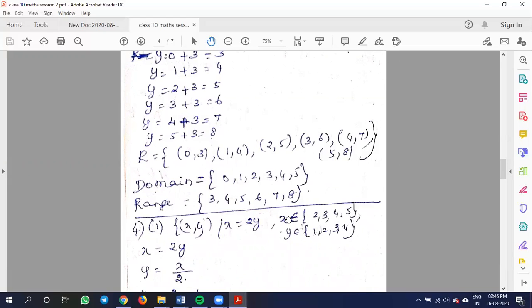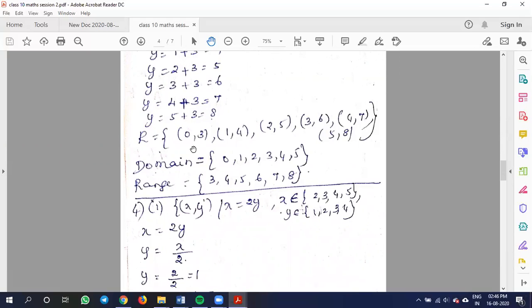Okay. Now the next one. Represent each of the given relations by an arrow diagram, a graph, and a set in roster form wherever possible. First question is {(x, y) such that x is equal to 2y}, and x belongs to {2, 3, 4, 5}, y belongs to {1, 2, 3, 4}. Okay. Now what you are going to do is, here you have two sets x and y. And we are going to write the relation, and the condition is you have to take the ordered pair such that x is equal to 2y.